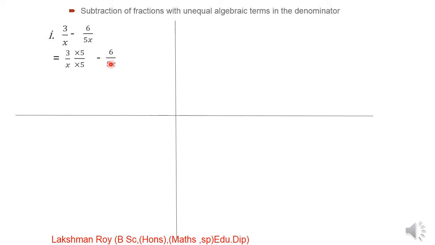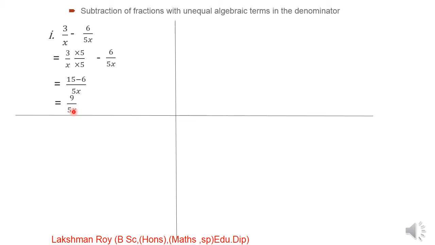Now the denominators are equal, 5x, so you can write one denominator. What is the numerator? 3 into 5 is 15, subtract 6. Then you can simplify the numerator, and you get 9 over 5x. That is the simplest answer.